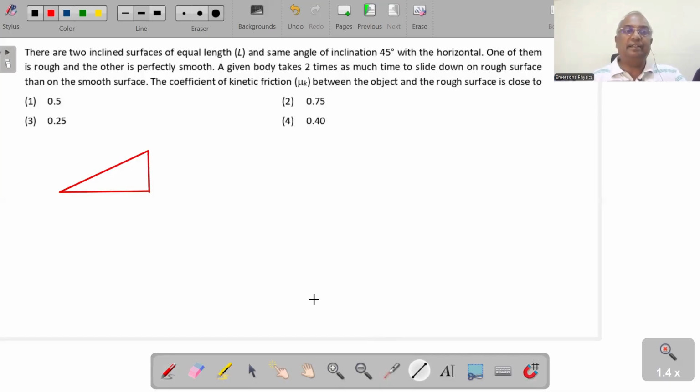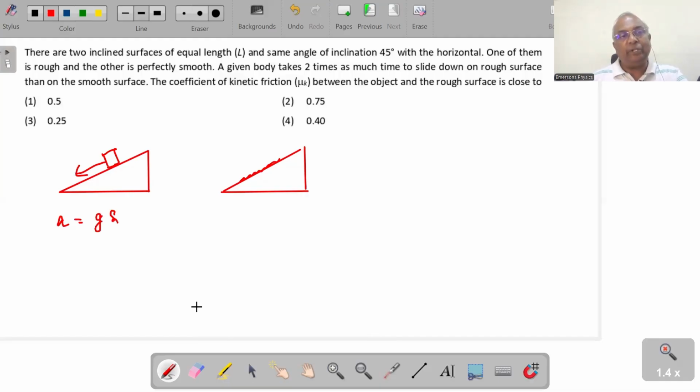Let us take this as the smooth surface, and the second one as the rough surface. The body slides down the smooth surface with an acceleration of g sine theta alone. It takes time t1, whereas here the time is t2. Let t1 be taken as t and t2 as 2t, because it takes more time to come down because of the friction.